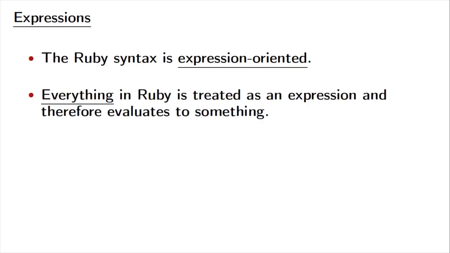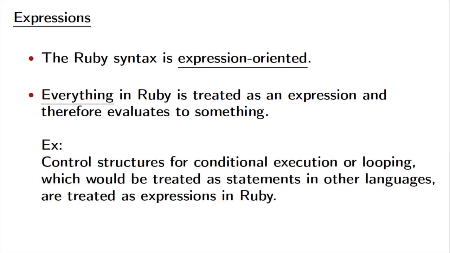The Ruby syntax is expression-oriented, and what this means is that everything in Ruby is treated as an expression, and therefore everything evaluates to something. So control structures for conditional execution or loops are usually treated as statements in other programming languages, but in Ruby they're expressions. An if or a for structure would return the value of the last expression that it evaluated within that structure. That's what happens in Ruby.